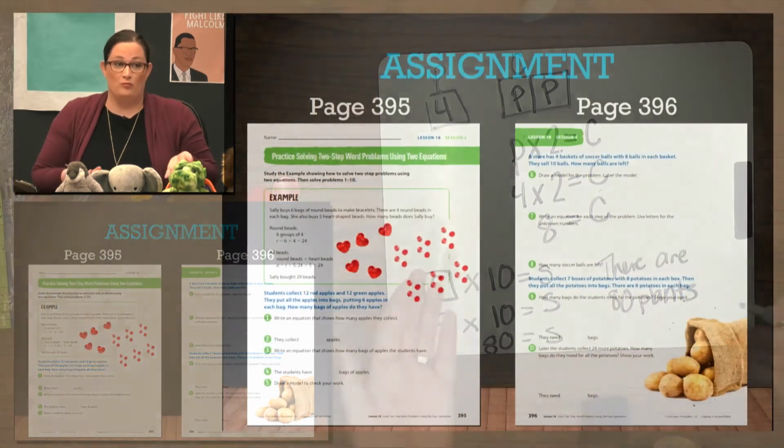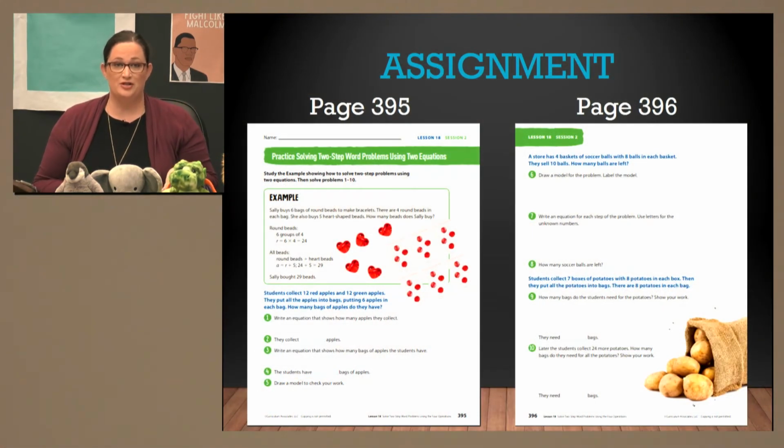Today you're going to work more with these 2-step problems. You're going to do page 395 and 396 in your math workbook. They may take you a little bit longer because there's more than one step, but really think about what you know and write what you know to figure out what you don't know.